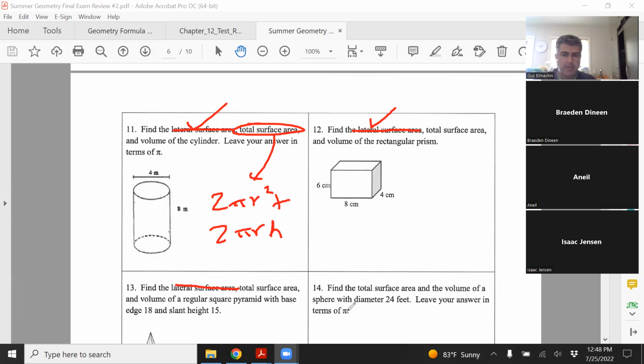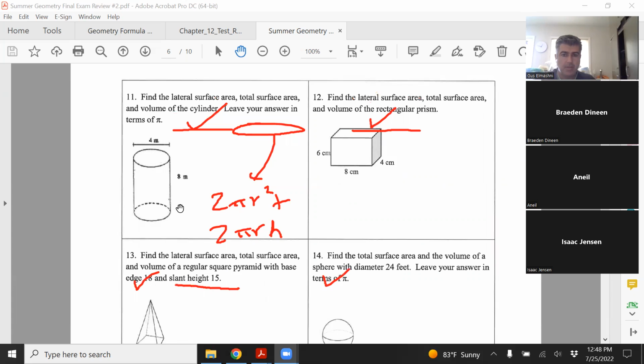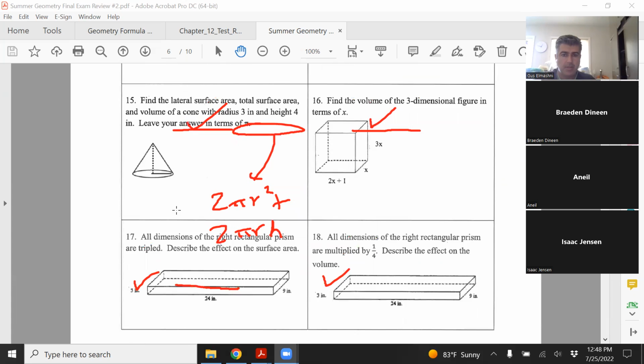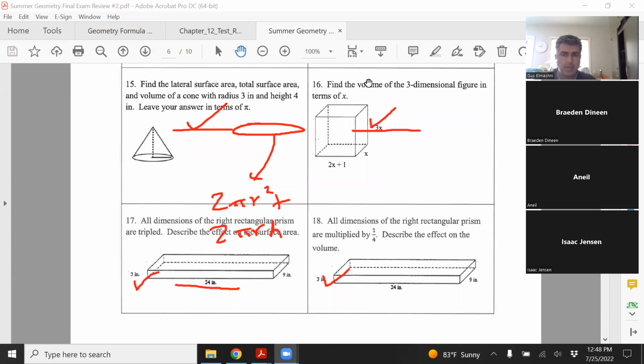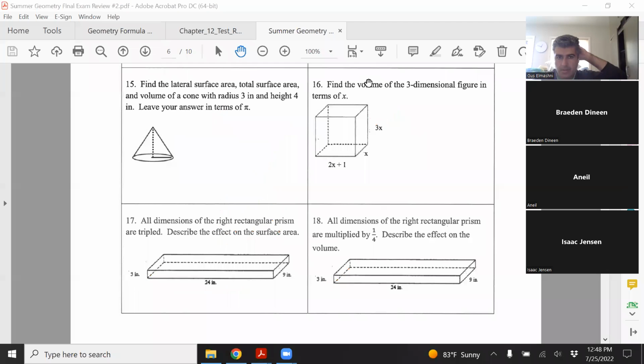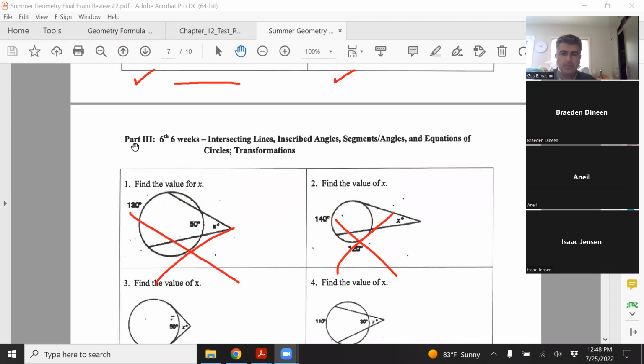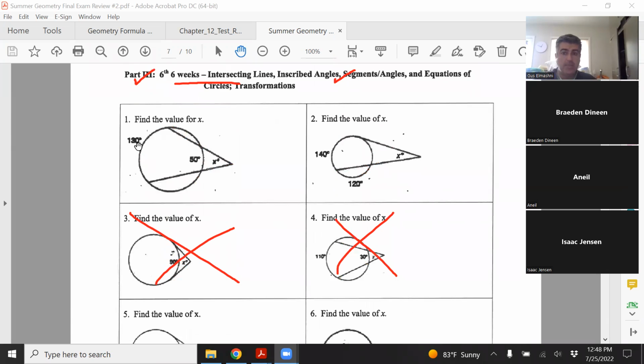But we have them, pyramids and spheres, so 13 and 14 for sure. Yeah, don't worry about lateral surface area. I mean, in terms of x, just multiply it out, it's not a big deal. Don't worry about that kind of question or that kind of question. We definitely did this stuff.